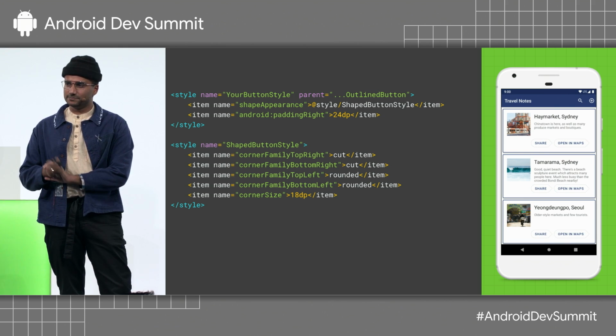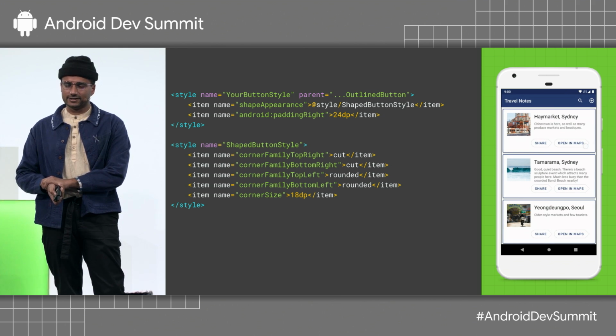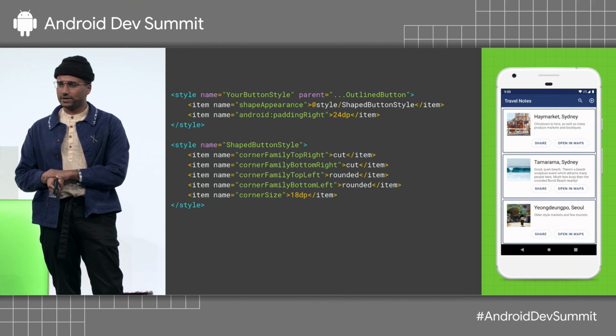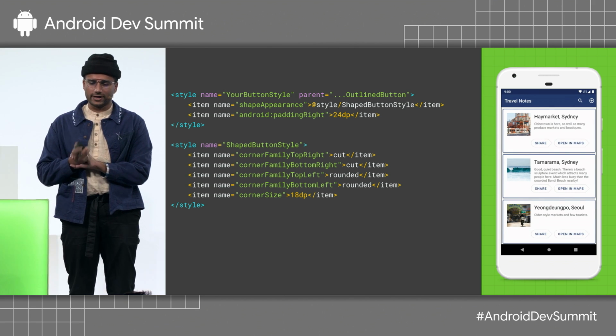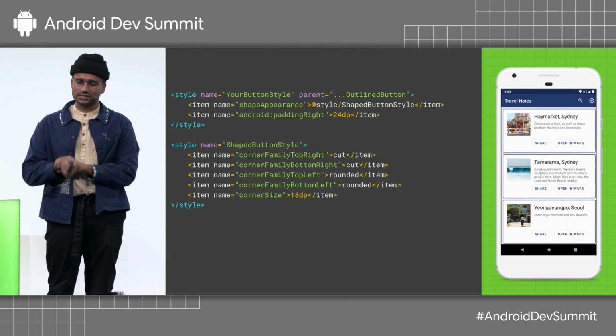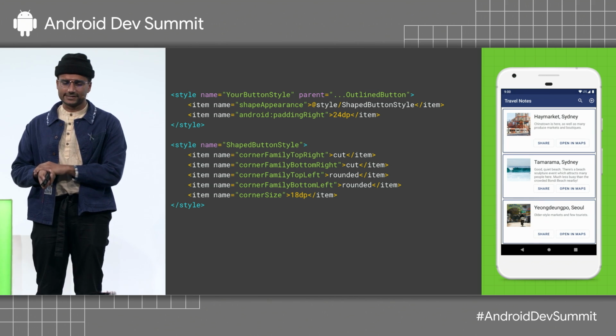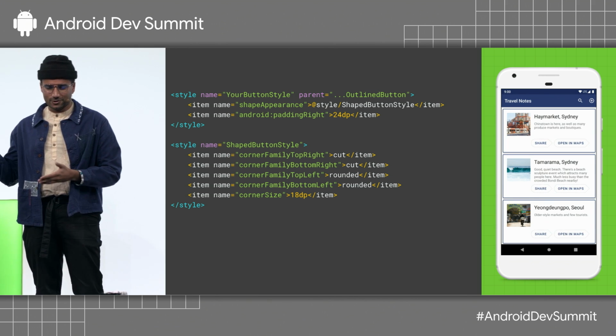We can now apply some shape theming to all of your buttons. So we're going to define the shape appearance shaped button style. And in that button style, we're going to set the right corners to be cut and the left corners to be rounded. And we're going to set the corner size. And now you have this arrow-shaped button.